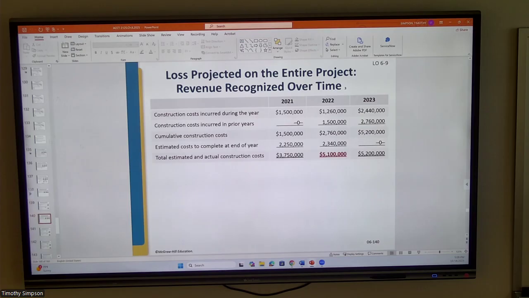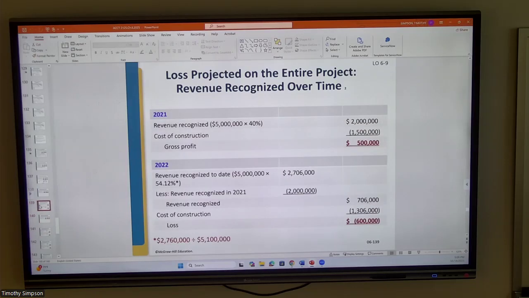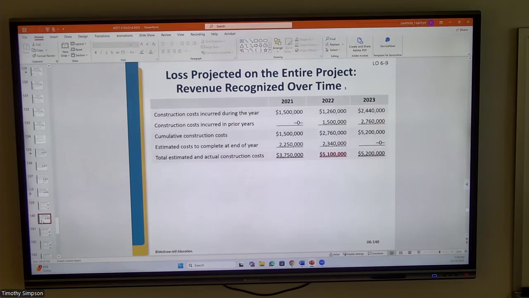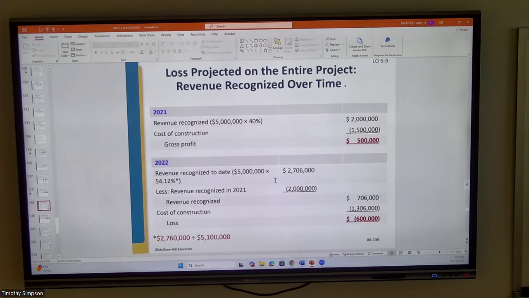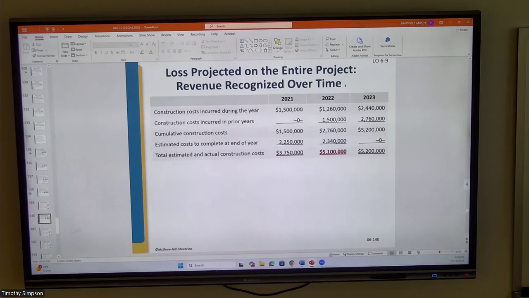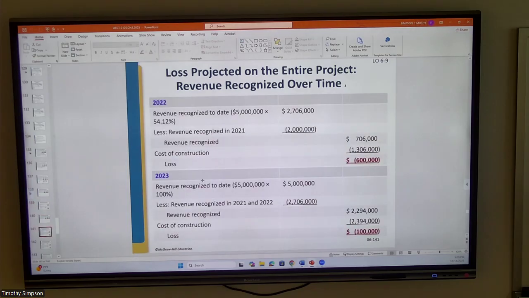My mouse is kind of all over the place here. So, and then we get to the end where we have an actual loss being written. And for whatever reason, it doesn't look like they journalized the issue here for the last one, but you kind of get the idea. So we have a loss for the entire project. So that's essentially what's going on.